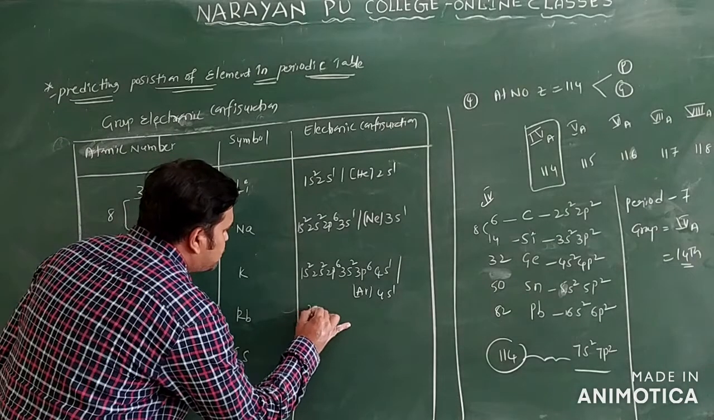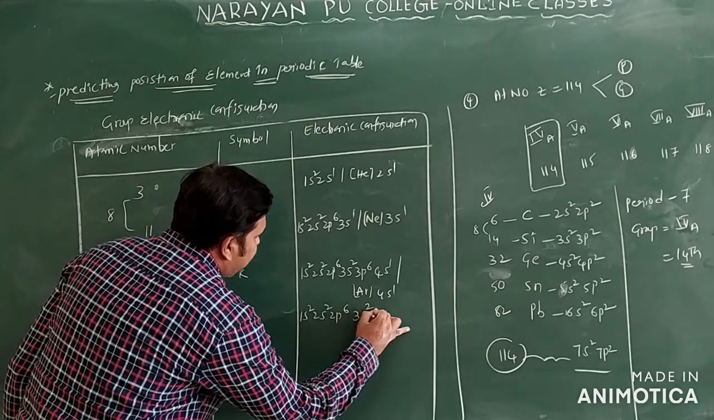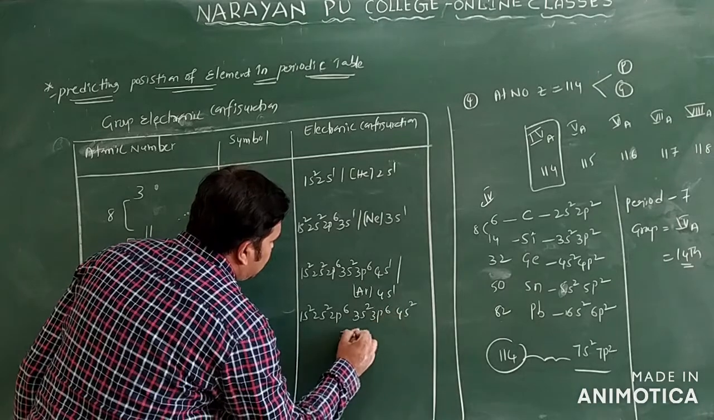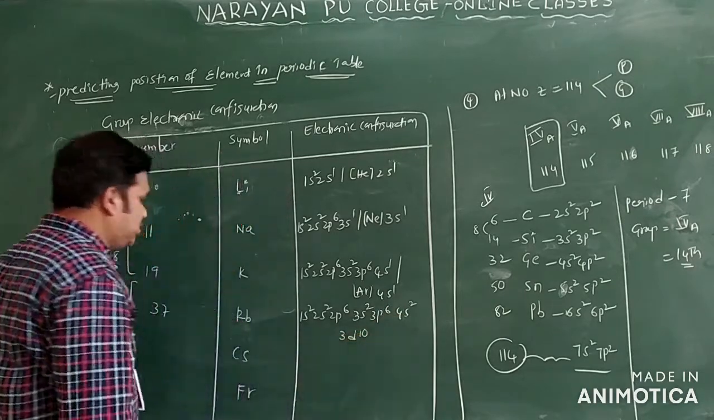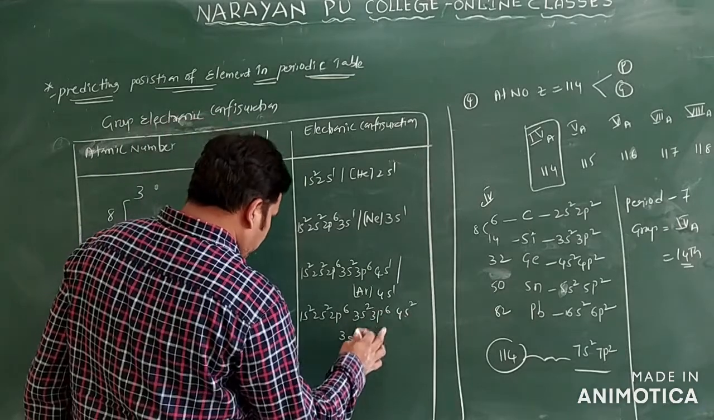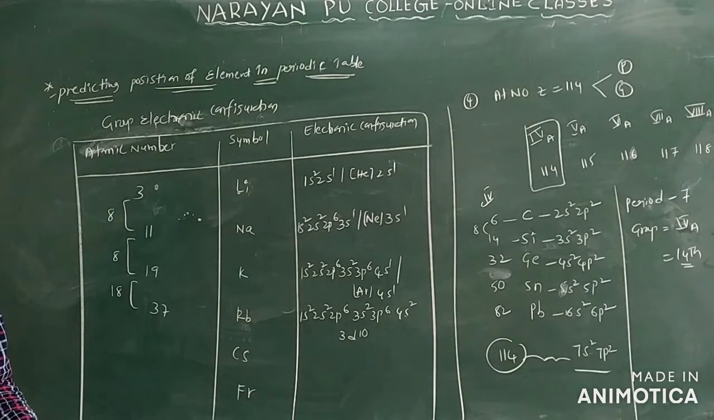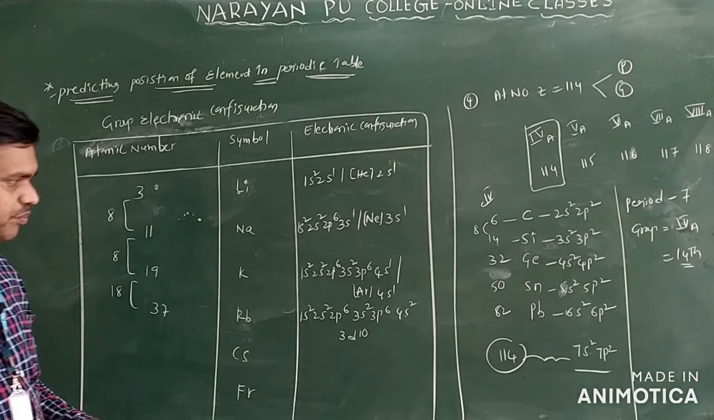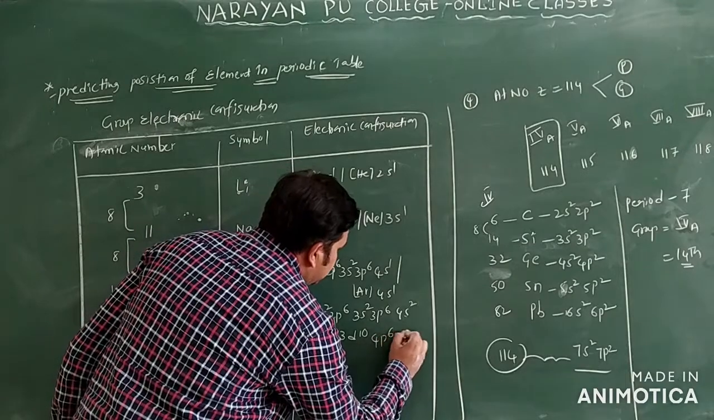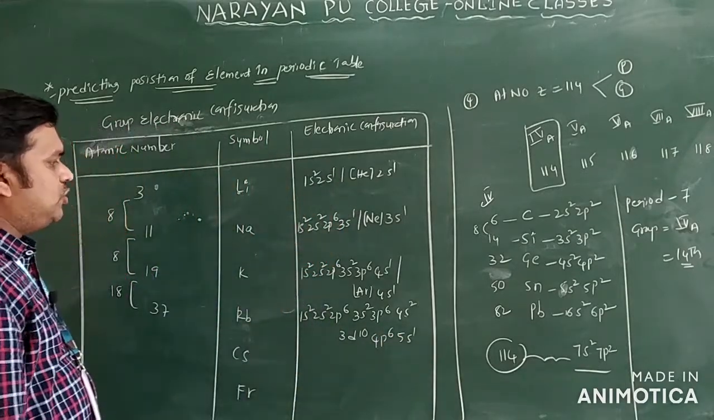So 1s2, 2s2, 2p6, 3s2, 3p6, 4s2, and I'll write 3d10. How much do we have? This is 10, this is 10 plus 10, 20, 20 plus 10, 30. We have 37 there. So we'll write 4p6, 5s1. So total, how much do we have? 37.